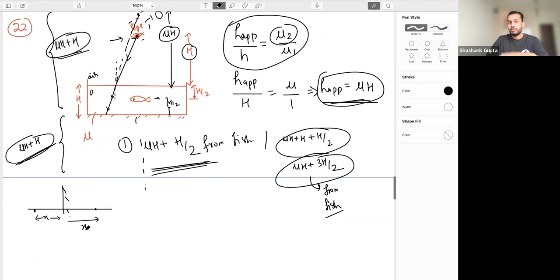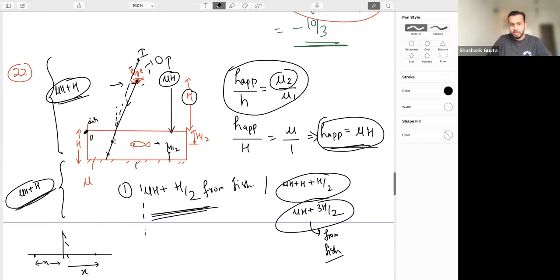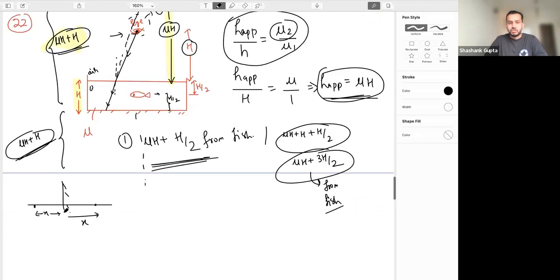Now whatever be the object distance from the mirror, how? This is mu h. The mirror is exactly at a distance h from the interface. This is mu h. This is h. So from the mirror, can I say it is mu h plus h now? Quickly reply. Do it quickly, yaar. Yes. Okay. So if the mirror is here, this is the object.